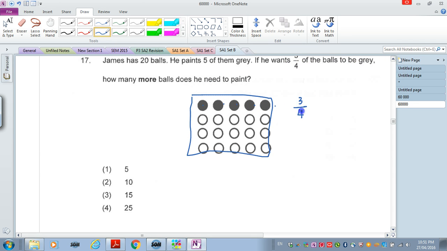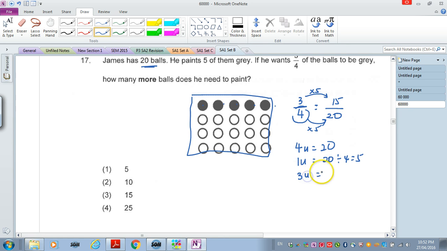He wants 3/4 of the balls to be grey. So 3/4, my 4 units is my whole. So 4 units is my 20 balls. So 1 unit would be 20 divided by 4, which is 5. So I multiply by 5. 3 multiplied by 5, I will get 15. Right? 3 times 5 is 15. So he needs to get 15 balls to be grey.